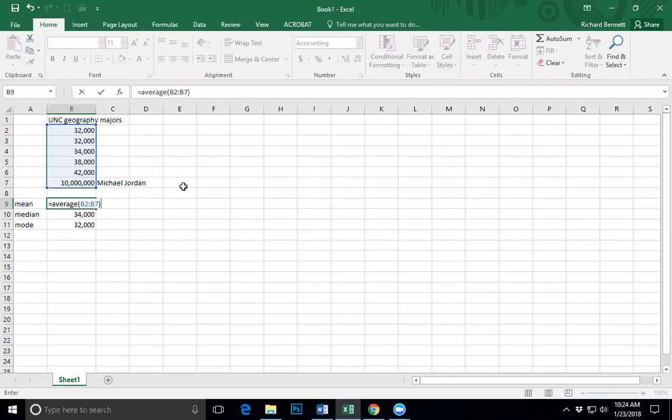Anyway, let's talk about the median now. The problem is I've got an even number of data points. So 6 plus 1 is 7. 7 divided by 2 is 3.5. I don't know about you, but I can't count to 3.5.